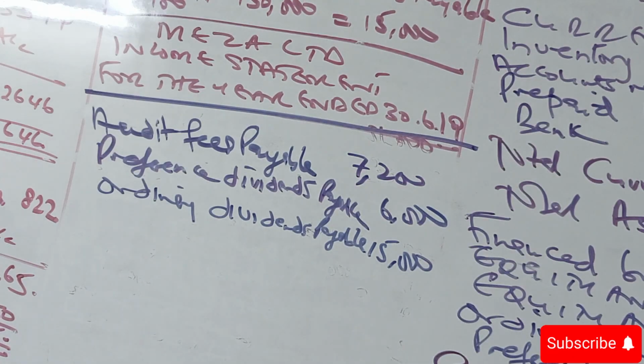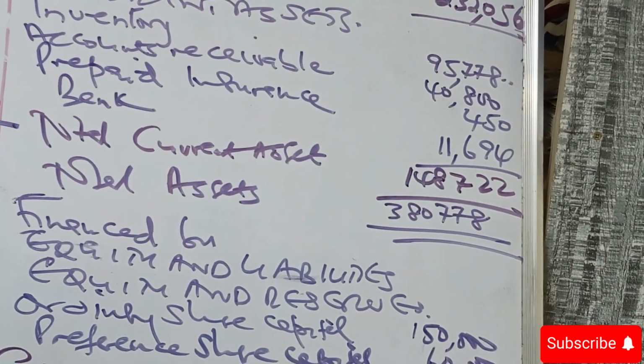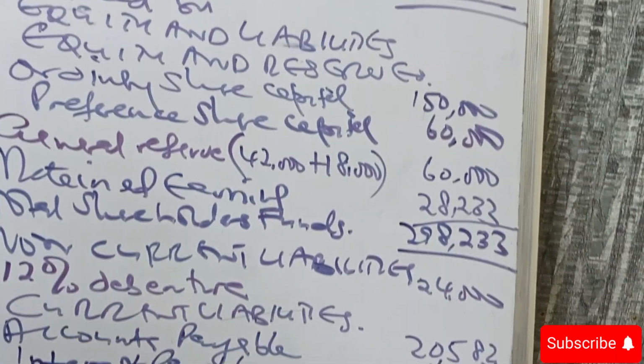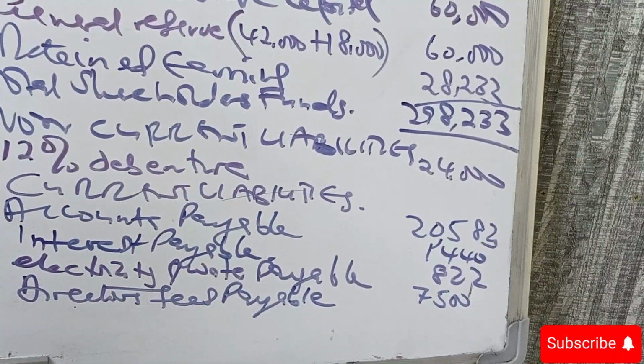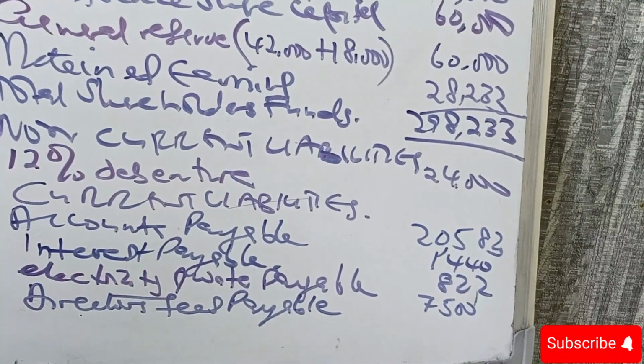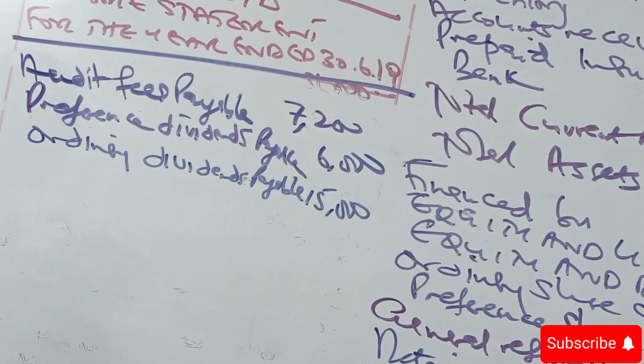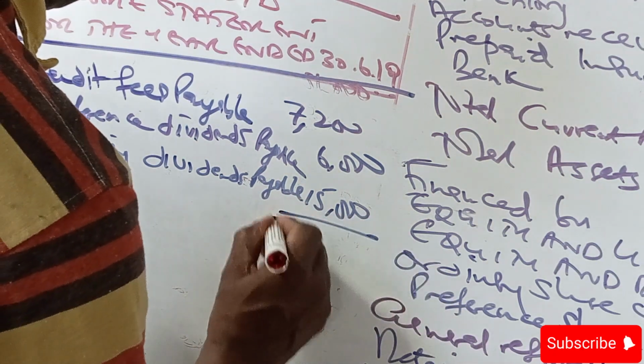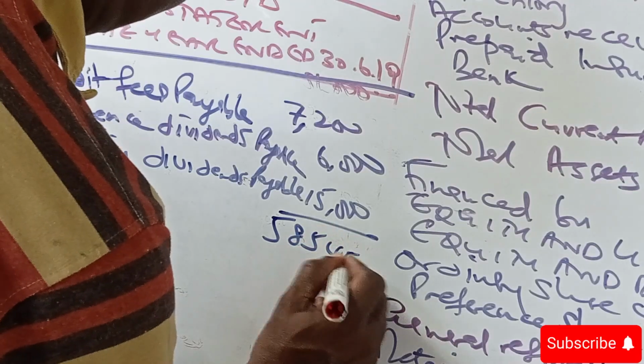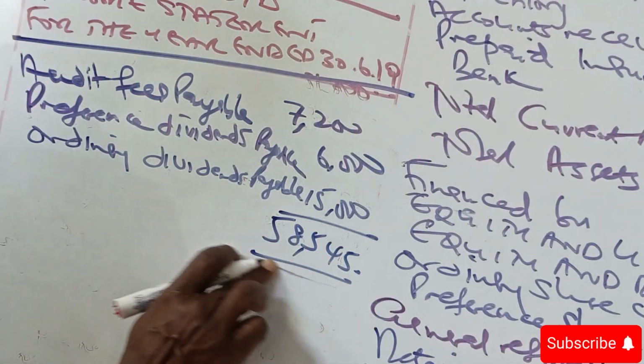So we quickly add them up to find out what the balance is. 2583 plus 1440 plus 822 plus 7,500 plus 7,200 plus 6,123 plus 15,123. We get a figure of 58,545 as total current liabilities.